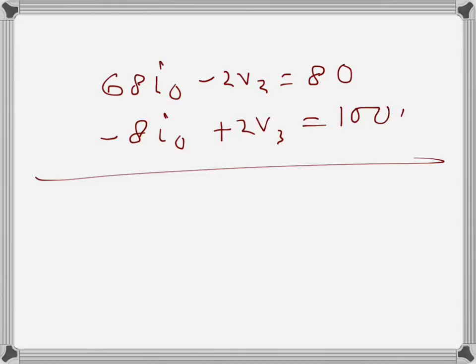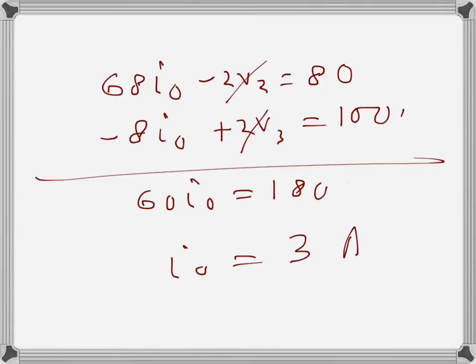So when added, these two terms get cancelled. This is 60 I naught and this is 180. So I naught is 180 over 60, which is 3 amps. So that's the desired value of I naught.